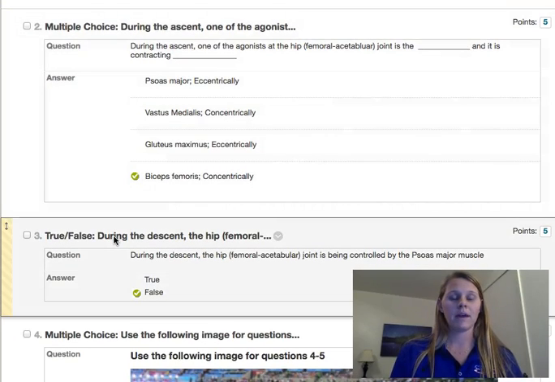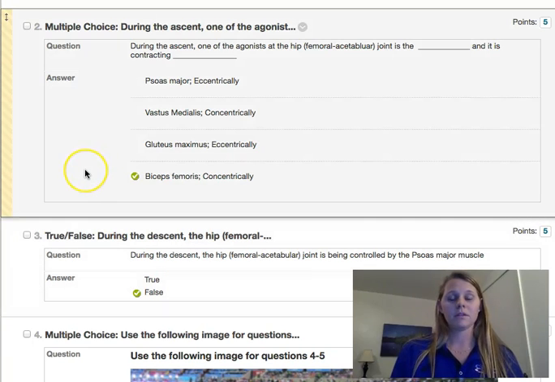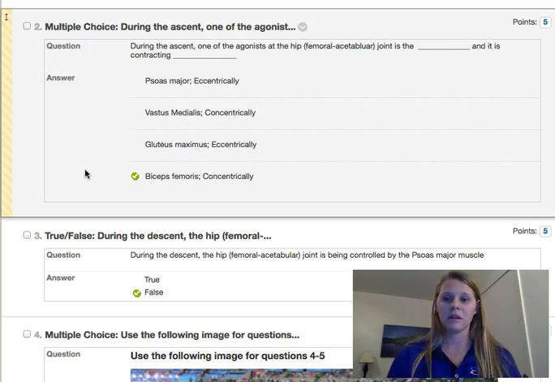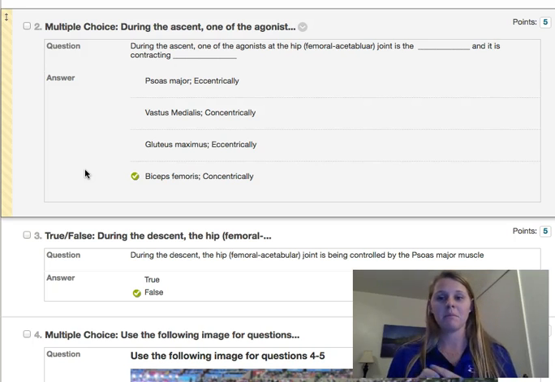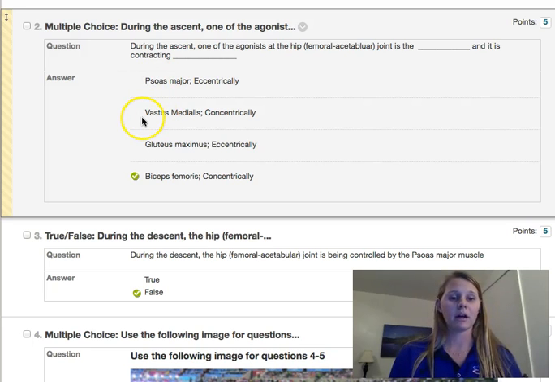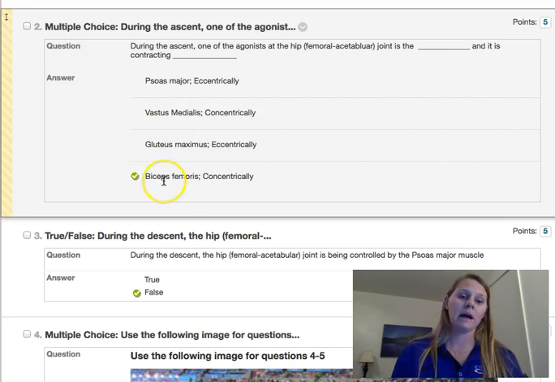During the ascent, one of the agonists at the hip joint is the blank, and it is contracting blank. So it's important to remember that we have 4 major prime movers, 4 agonist muscles at the hip. Those muscles are our glute max, our semimembranosus, our semitendinosus, and our biceps femoris. So we can automatically cross out vastus medialis and psoas major because they are not prime movers of the hip joint. And we have glute max and biceps femoris.